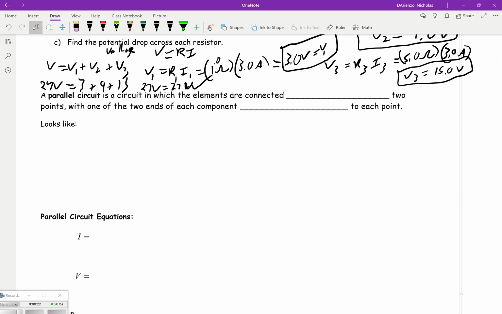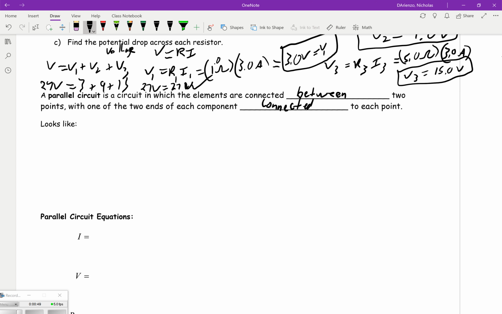So a parallel circuit is a circuit in which elements are connected between 2 points with one of the two ends of each component connected to each point. That's kind of a lot to think about and a lot to comprehend there. I think it makes a little more sense once you see what it looks like.